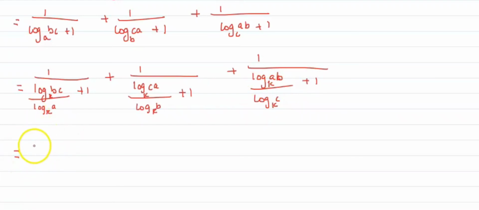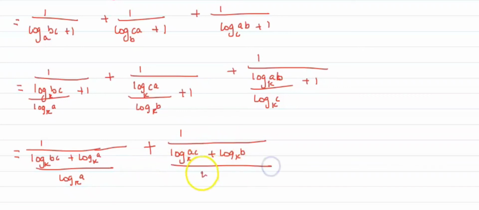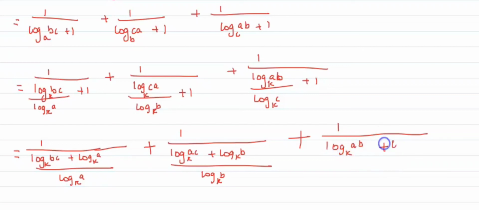Okay, take the LCM. Meanwhile, I'm shifting it again. So this is 1 over (log bc to the base k plus log a to the base k) by log a to the base k, plus 1 over (log ac or ca to the base k plus log b to the base k) by log b to the base k, plus 1 over (log ab to the base k plus log c to the base k) by log c to the base k.